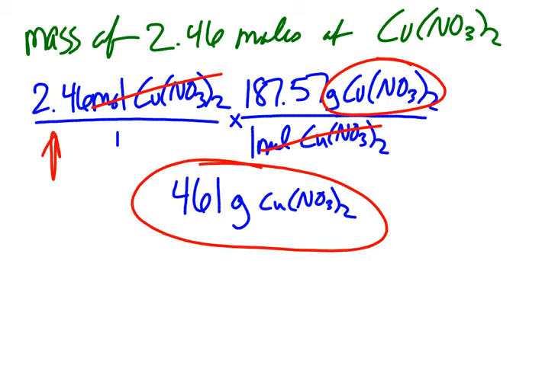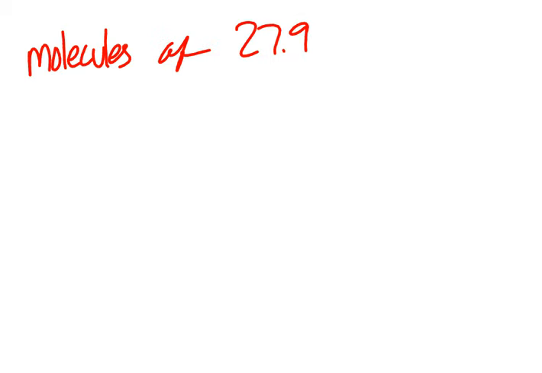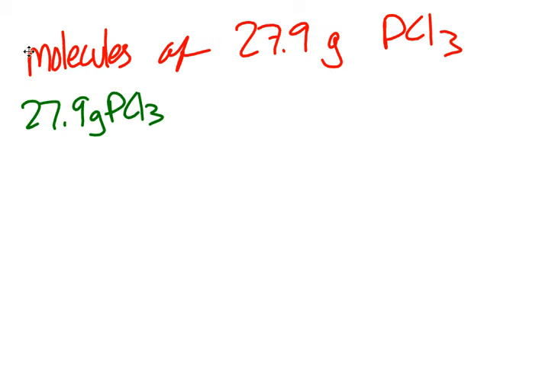Okay? So let's go ahead and try another one. Let's go with, I want to know the molecules of 27.9 grams of the phosphorus trichloride. So here mass is involved, I'm going to use molar mass. Molecules are involved, I'm going to use Avogadro's number. So take what I'm given, put it over 1. 27.9 grams phosphorus trichloride, put that over 1.